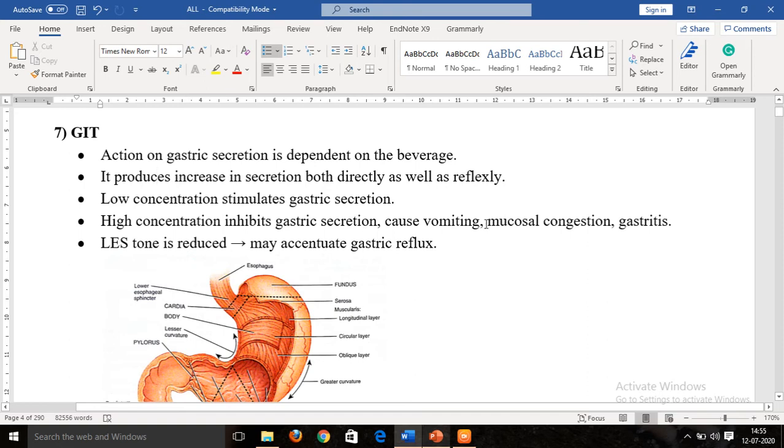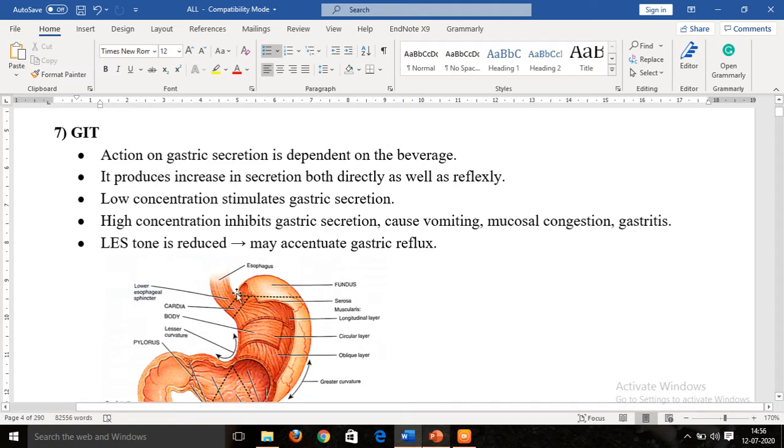Apart from this, it is also inducing vomiting. Vomiting sensation is produced. Also, mucosal congestion is produced and gastritis, that is, inflammation of the stomach, may also take place. Apart from that, it is also having an effect on the LES, that is the lower esophageal sphincter. This sphincter is present in between the esophagus and the stomach. That is, it guards the movement of the food content which is passing from the esophagus into the stomach.